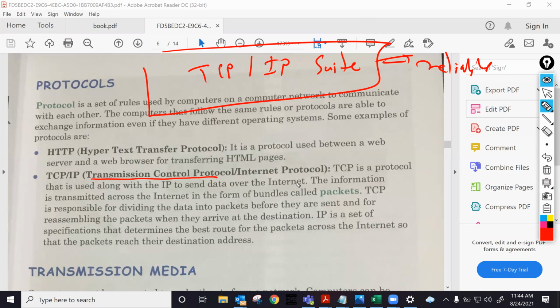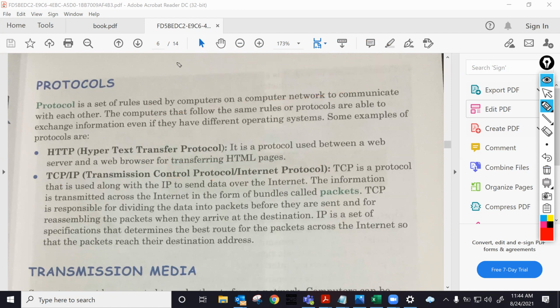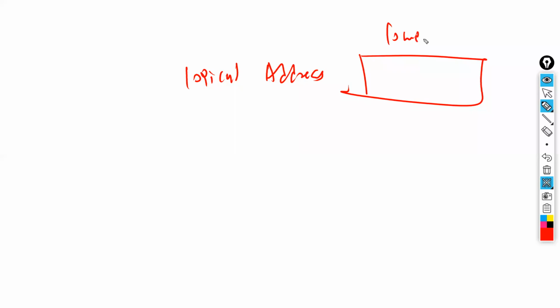Right. So you should know the meaning of TCP/IP. What is this IP? Along with the IP, when you send the data, I say the logical address. Earlier, I said the logical address, when the data is transferred, we say destination address. Every computer should have an IP address. IP address means Internet Protocol address.